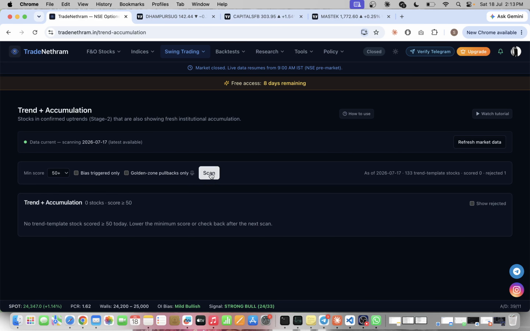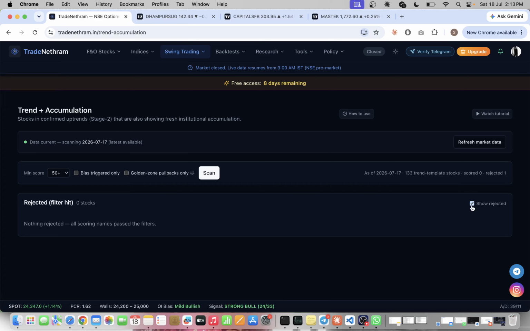Right now there is nothing available. Even if I scan, there will be nothing available. But there is a button over here. You can click on show rejected. You will be able to see the rejected stocks as well, and why those have been rejected.